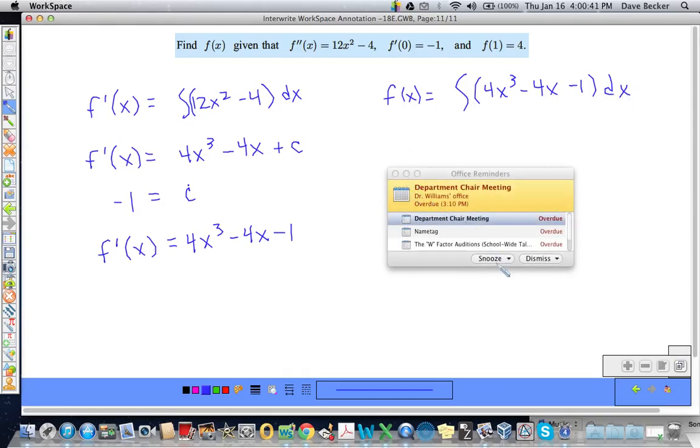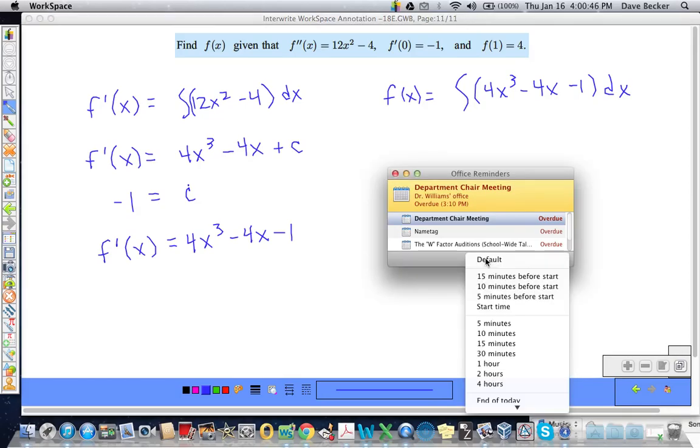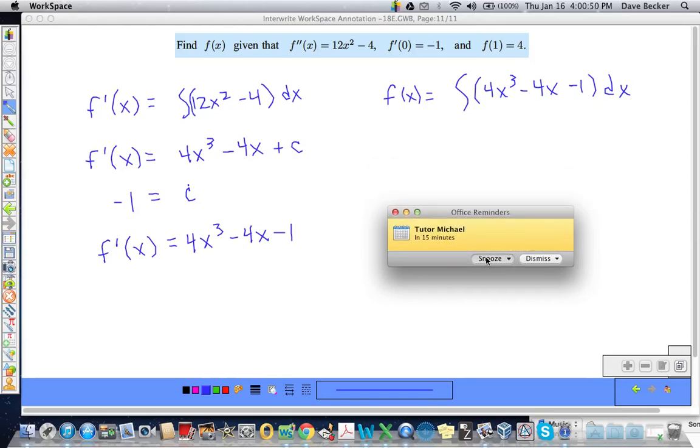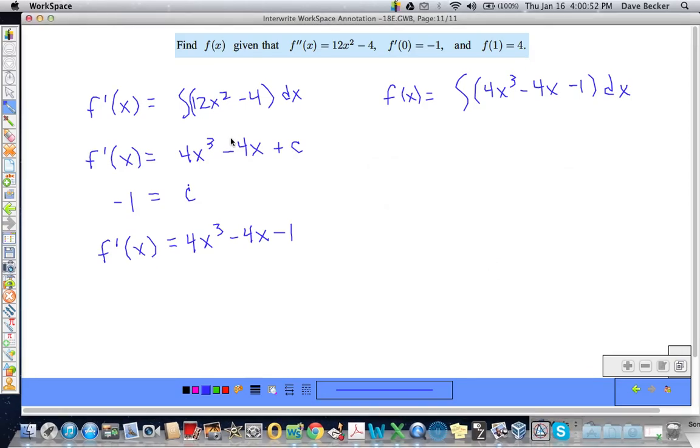F of x, let's snooze. Wait, I just want to snooze it. Okay, sorry about that. So this equals, we're going to add 1, so that's 4 divided by 4, this is just going to be x to the 4th, minus, so that's going to be x squared divided by 2, so that would be minus 2x squared minus x plus c, and that's what f of x equals.